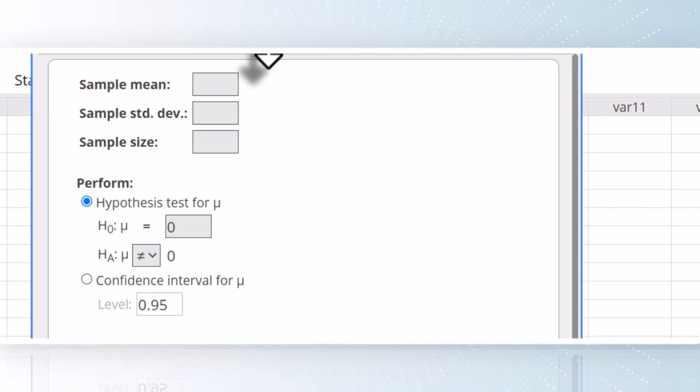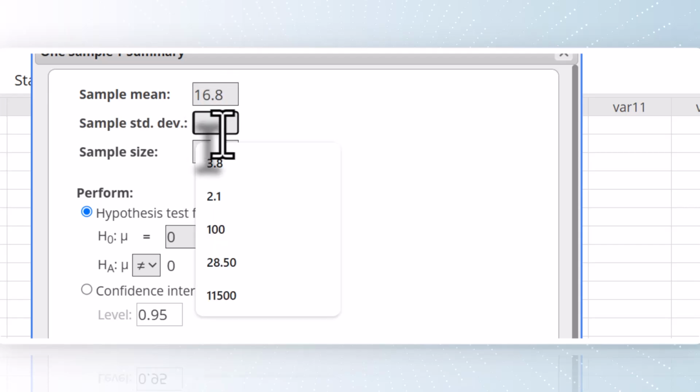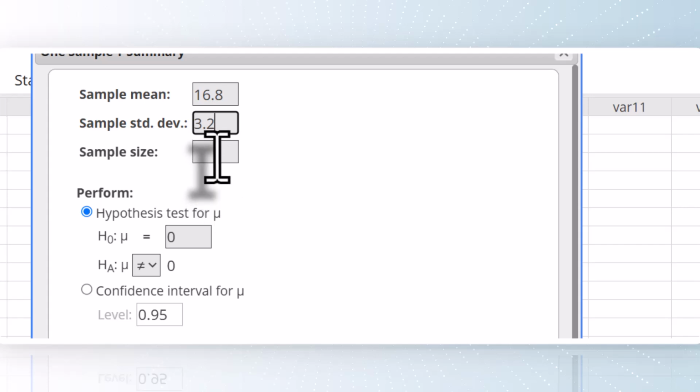Okay. What is the sample mean, guys? 16.8. What is the sample standard deviation? It is 3.2, I believe; I'll double check. The sample size is 45. And he wants us to create a 99% confidence interval.